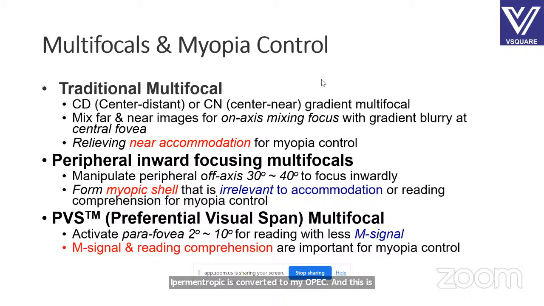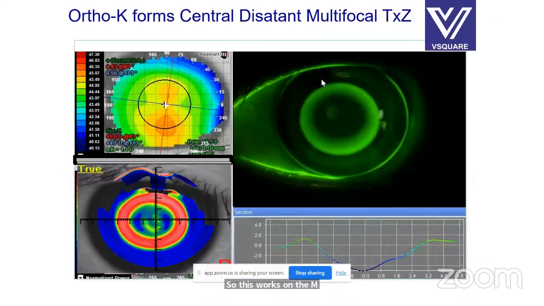The next option is something based on PVS, preferential visual span, as we call it, and these are soft ortho-K lenses without a multifocal design. So this works on the M signal pathway.